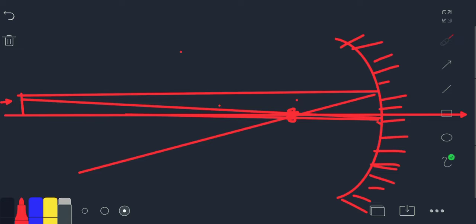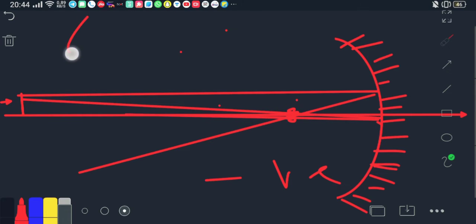So the position of the object is very large, at infinity. The position of the image is at the principal focus. The nature of the image is real and inverted, as it is in the minus direction. The size of the image is a point image, just a point image, or you can say very small.